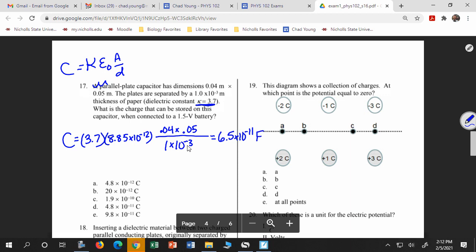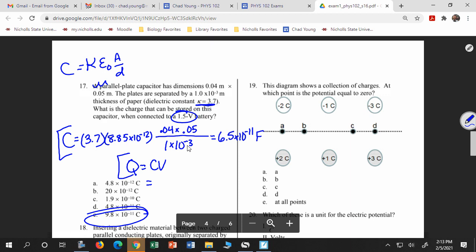This is asking how much charge can be stored on a 1.5 volt battery. So remember, Q is equal to C times V. So it's that times 1.5. I get 9.8 times 10 to the minus 11. So E is the right answer. 2 steps on this, and you need to know how to do both of them. Calculate the capacitance given the dimensions of a capacitor. You have the equation. You just need to know what all those values are. And then also use this to find the charge on a capacitor. Definitely going to have both of those on the exam.